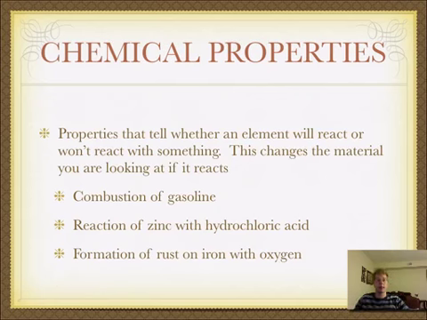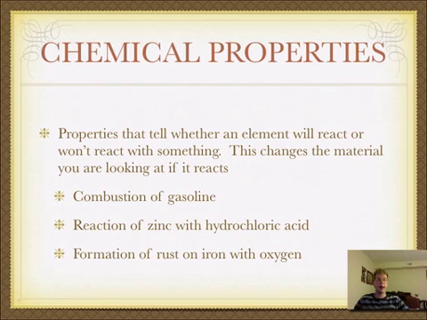Chemical properties, on the other hand, are properties that tell whether an element reacts or won't react with something. This changes the material you are looking at if it reacts. Examples include combustion of gasoline, reaction of zinc with hydrochloric acid, and formation of rust on iron with oxygen. If you look back over what we defined as a metal, nonmetal, or metalloid, you'll see that all the properties listed are physical properties. Chemical properties depend on the individual element.